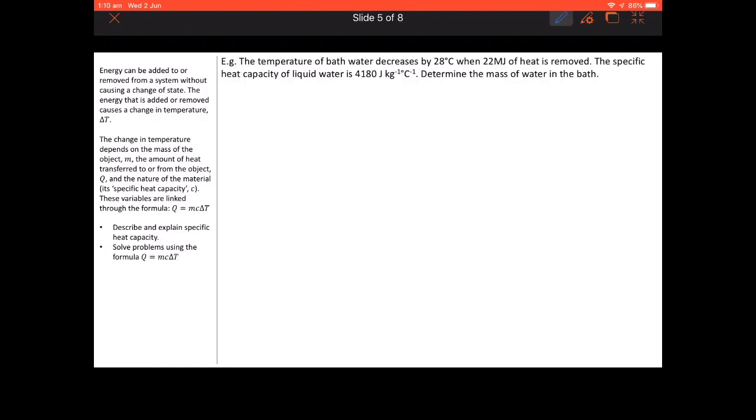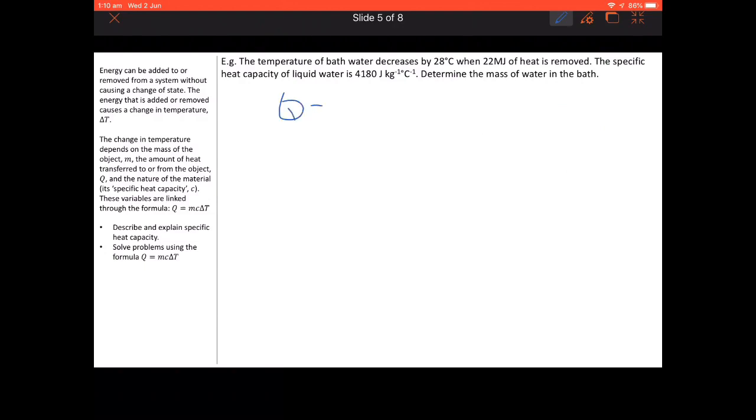As another example, the temperature of bath water decreases by 28 degrees when 22 megajoules of heat is removed. The specific heat capacity of liquid water is 4,180 joules per kilo per degree Celsius. Determine the mass of water in the bath. So this is asking for the mass, and it's giving you the change in temperature, the amount of heat that is removed, and it's letting you know the specific heat capacity of water.